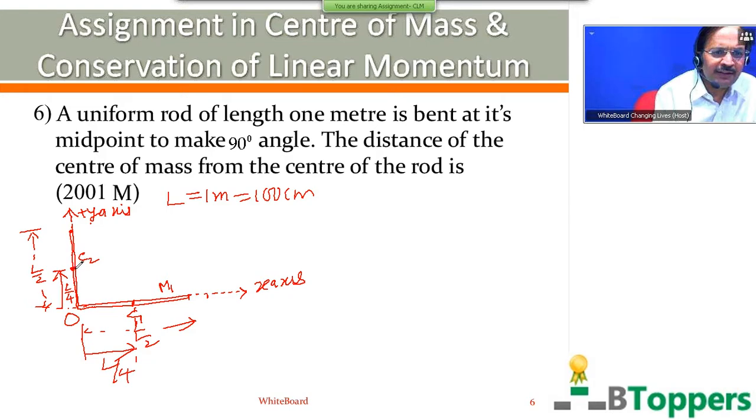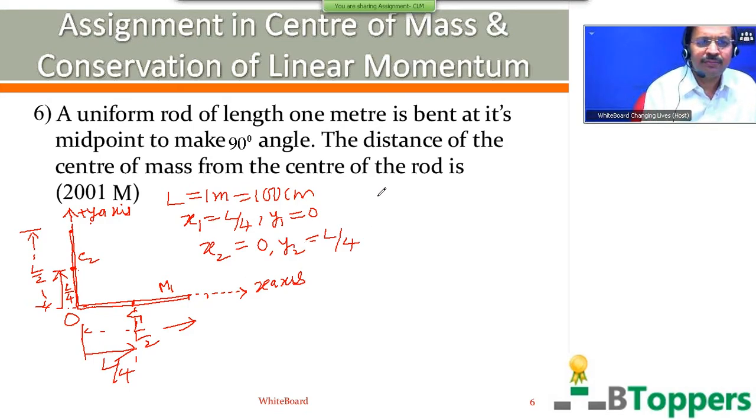The two parts of the rod will have the same mass. So the x coordinate for the center of mass of the first part of the rod is L by 4, and the y coordinate is 0. The x coordinate for the center of mass of the second part of the rod is 0 because it lies on the y axis, and the y coordinate is equal to L by 4.